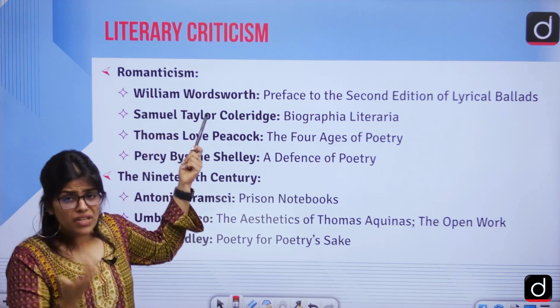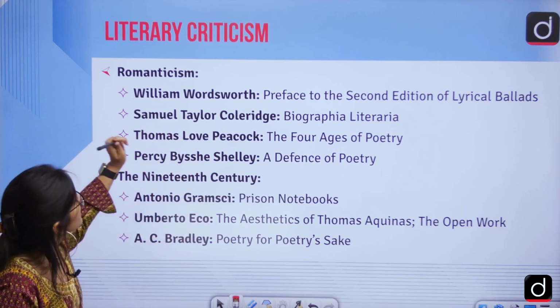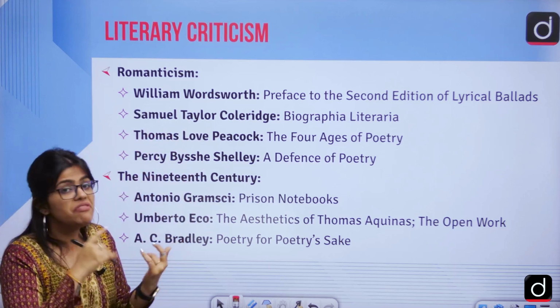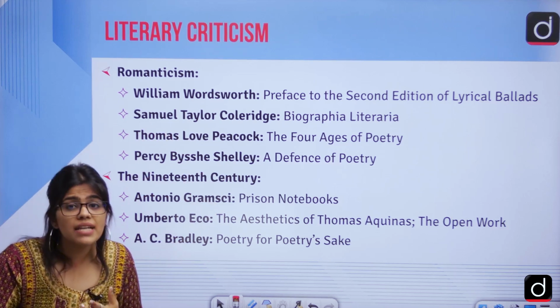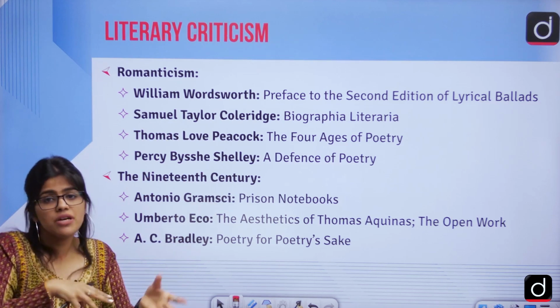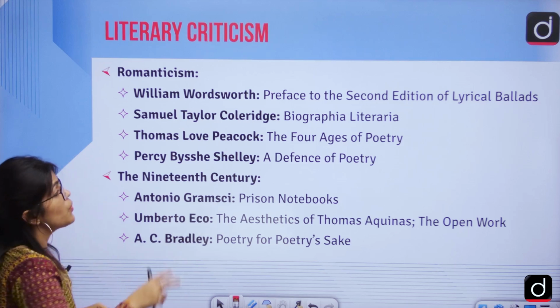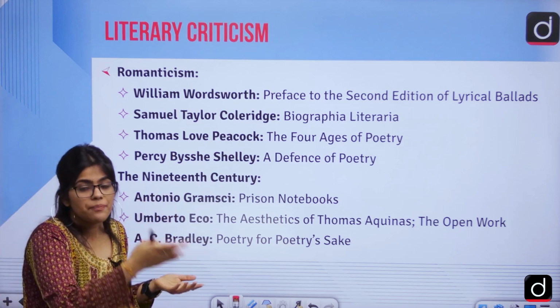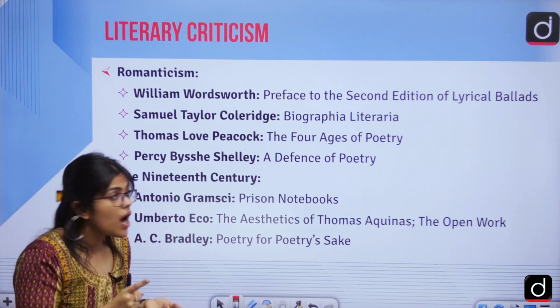Then comes the Romantic period, and in the Romantic period we have William Wordsworth. There is Preface to Lyrical Ballads and Lyrical Ballads. They'll ask you questions like in which year the Preface was added, right? In which year the second edition came? This type of question is also asked, right?